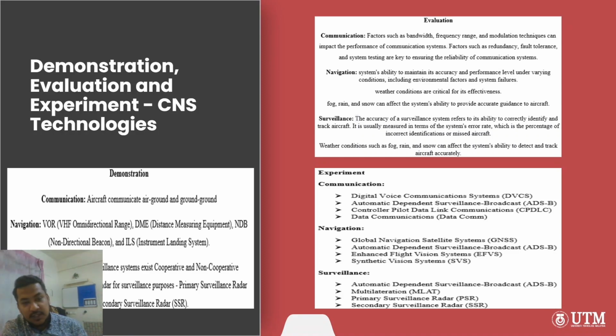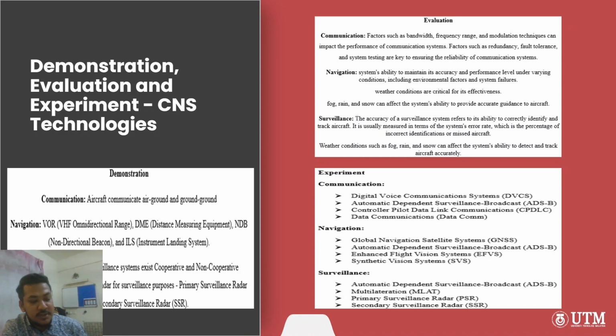For surveillance, there are two types of surveillance. So one is the cooperative surveillance, the other is the non-cooperative surveillance. And for surveillance, two radars are used, the primary radar and the secondary radar. So evaluation, how these systems are evaluated.